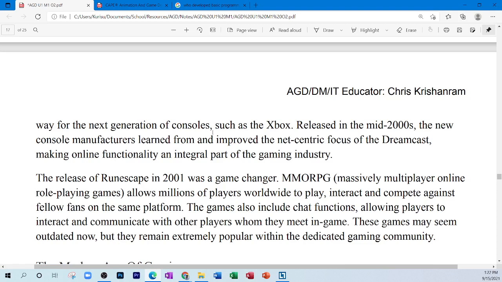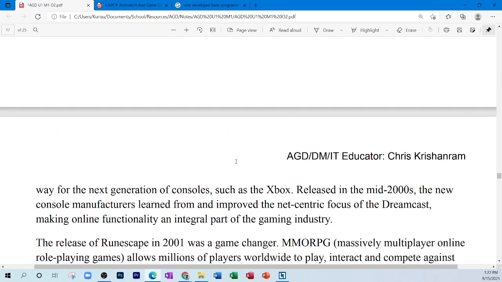MMORPG, massively multiplayer online role-playing games, allowed millions of players worldwide to play, interact, and compete against fellow fans on the same platform. The games also include chat functions, allowing players to interact and communicate with other players whom they meet in-game. These games may seem outdated now, but they remain extremely popular within the dedicated gaming community.